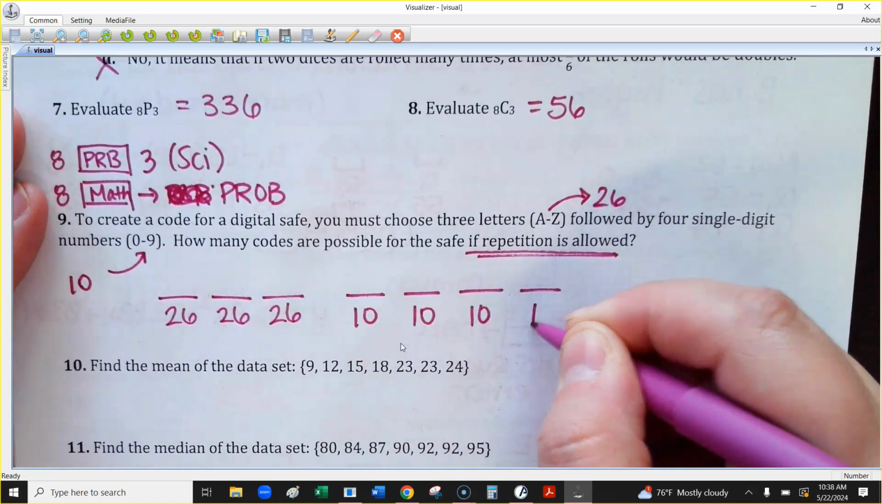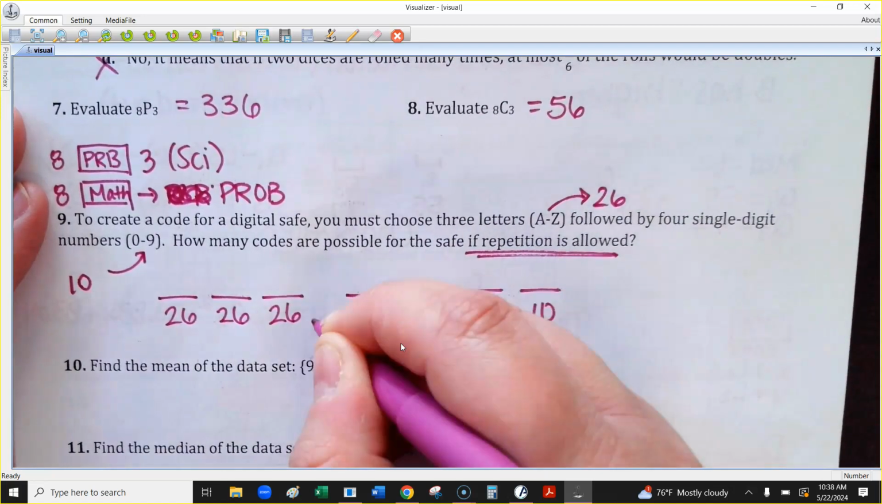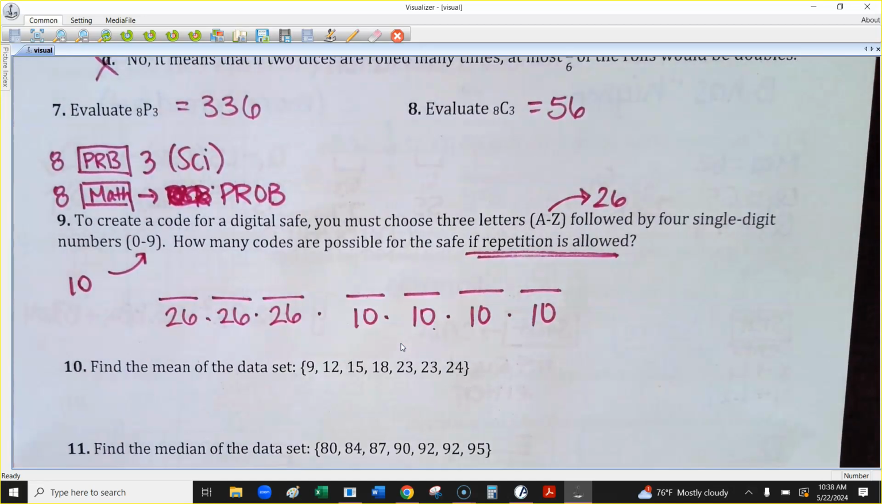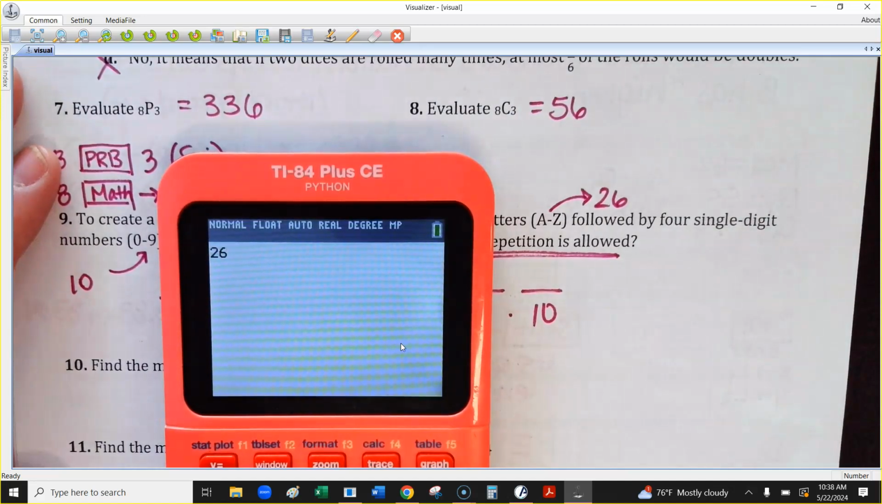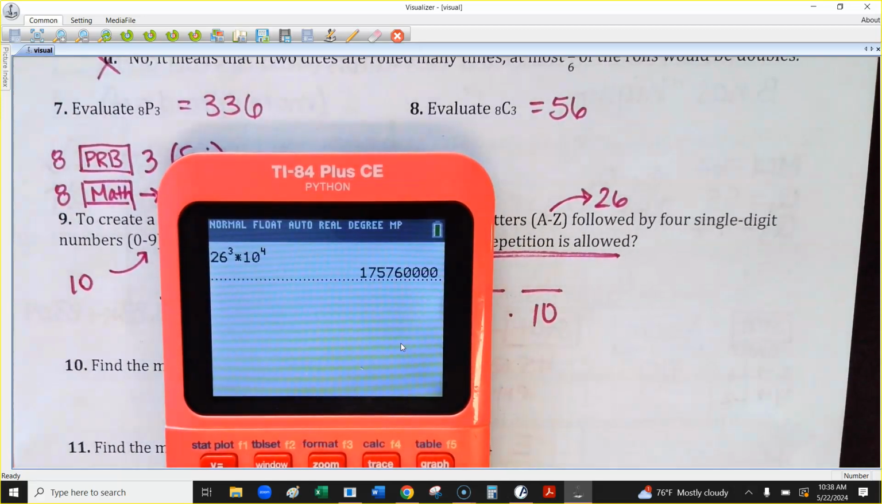I can repeat the digits, so I can have 10 options for each of those spots in the code we're trying to create here. To get the actual answer here, it's going to be a huge number. You're just going to multiply these together. I did 26 3 times, and I did 10 4 times. So I'm just multiplying those both.